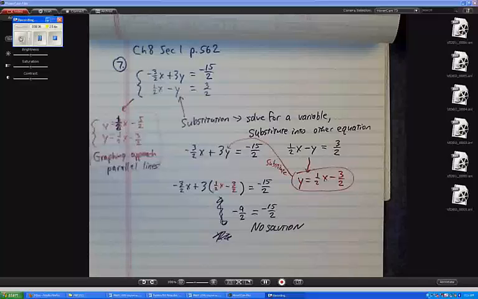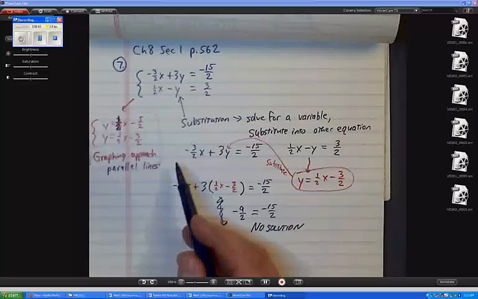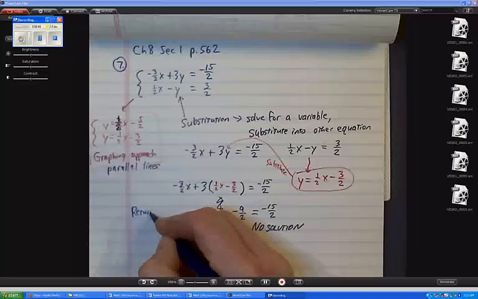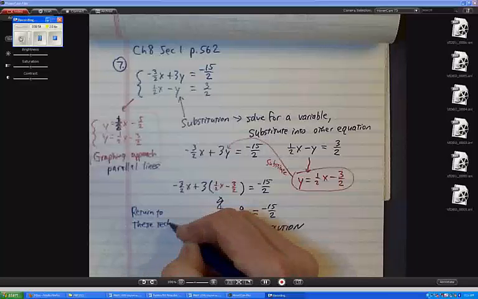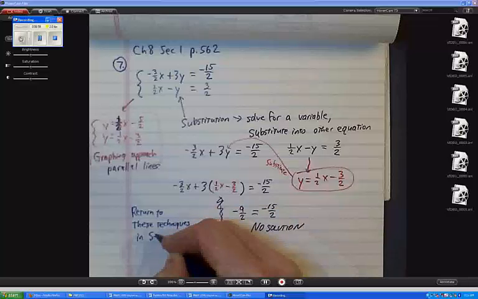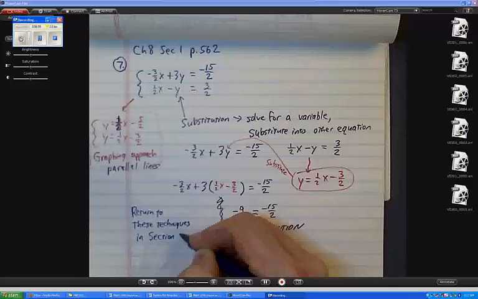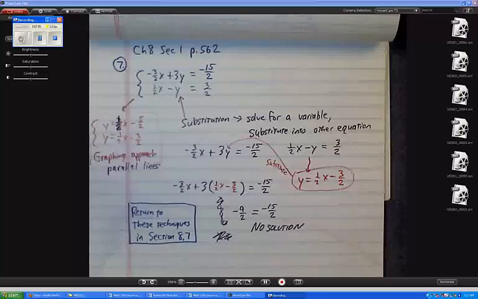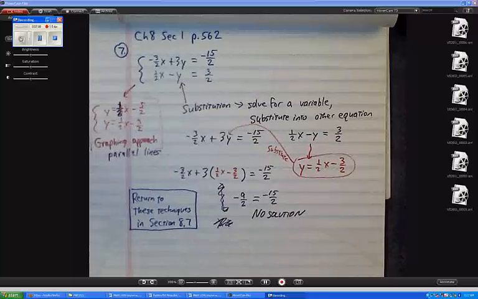There's one other way to do this problem. One other way that I want to mention. Because graphing approach is great, substitution is great. We will return to these techniques in section 8.7. When we come back after Thanksgiving, that first day, I'm going to talk about these techniques again, but I'm going to talk about them even with nonlinear systems. Okay? So we may have things that are not lines that we're trying to figure out where they cross.